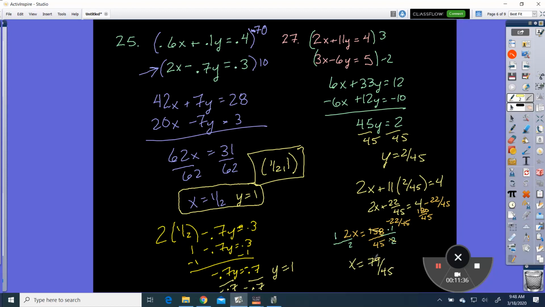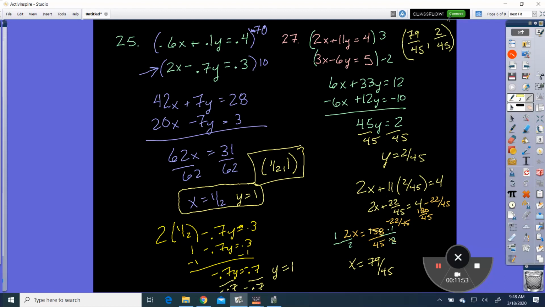7 plus 9 is 16, so that's not divisible by 3. So that's probably going to be my x answer. So my ordered solution to this is 79 over 45 and 2 over 45 for my y.